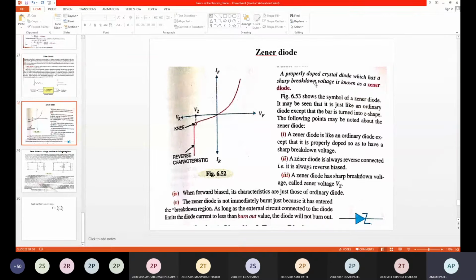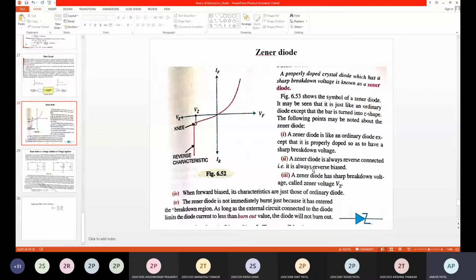That is called the Zener diode. It is properly doped, meaning impurity is added to increase the conductivity of the Zener diode. Doping is used for increasing the conductivity in semiconducting materials. Generally, for 10 to the 8 atoms, we use one atom of impurity in semiconducting materials. So a Zener diode is like an ordinary diode, except that it is properly doped so as to have a sharp breakdown voltage.